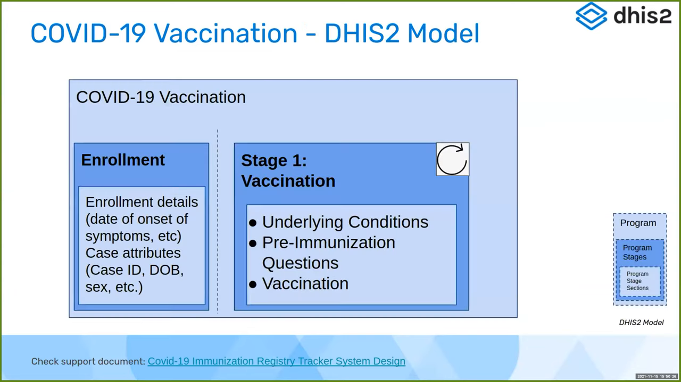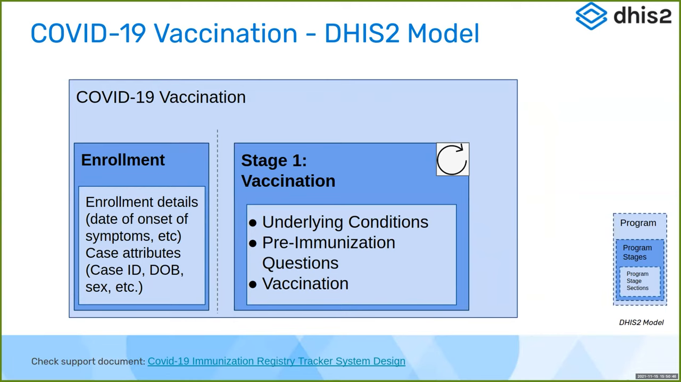So actually, the content of this package, as I said, has the current information, like the date of onset and the set of symptoms. Those case attributes are like the case ID, date of birth, and the sex.